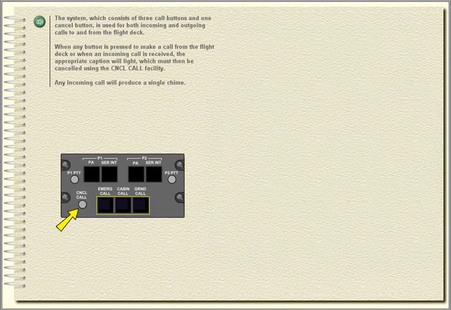The system, which consists of 3 call buttons and 1 cancel button, is used for both incoming and outgoing calls to and from the flight deck. When any button is pressed to make a call from the flight deck or when an incoming call is received, the appropriate caption will light, which must then be cancelled using the cancel call facility. Any incoming call will produce a single chime.